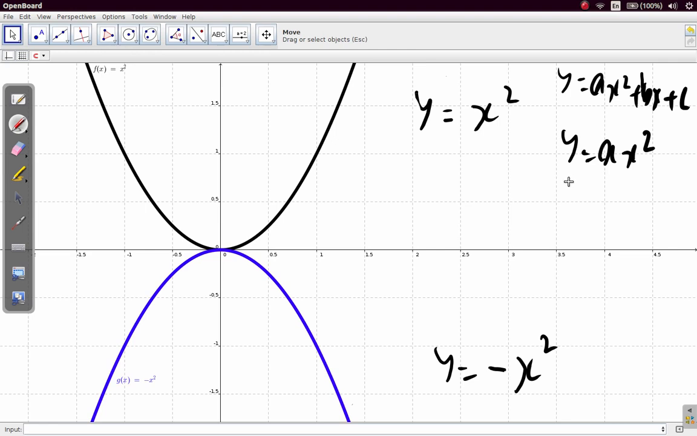Whenever we have the form y equals negative ax squared, the number that multiplies x squared is negative, then it's shaped like this. It goes up then down as you go from left to right. The x values going from left to right, it goes up and then down.